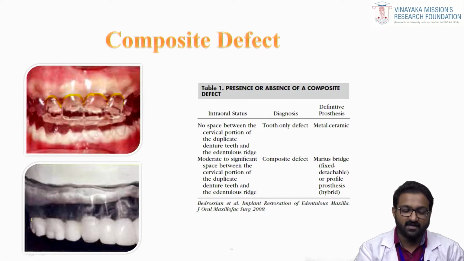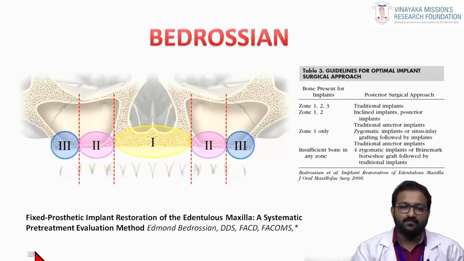Or suppose you see a gap between the ridge and the teeth, you can see it clearly, right? In these cases, the gap between the teeth and the ridge is higher, so you will opt for an FP3, RP4 or RP5 prosthesis. Now we are coming on to the Bedrosian classification. The first was the Misch classification. Under the Misch classification, there is FP1, FP2, FP3, RP4 and RP5.